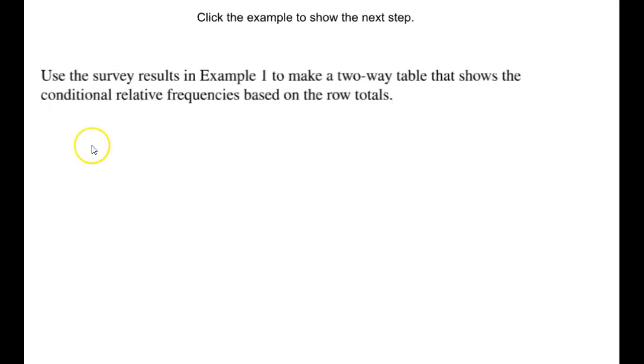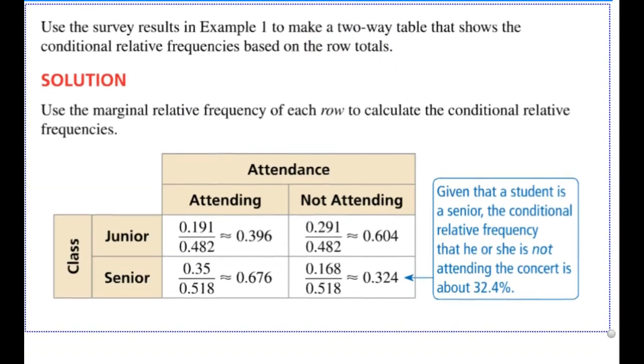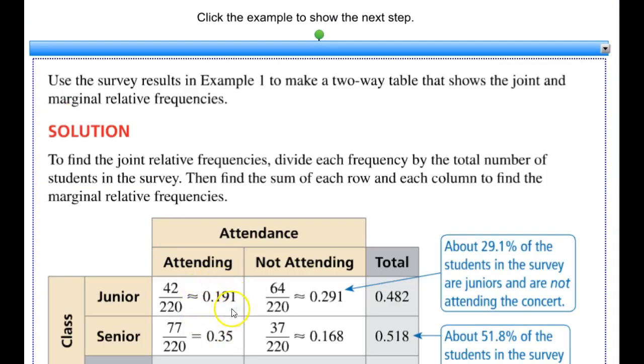So now we're going to look at this next example. We use the survey results, those same survey results, to make a two-way table that shows the conditional relative frequencies based on the row totals. When we're talking about conditional relative frequencies, we have to know if we're looking at rows or if we're looking at columns. So I start with what I had before. I am dealing with my joint relative frequencies, which I found back in this example. First I divide the number of people in each cell, each joint frequency, by the total to find my joint relative frequency.